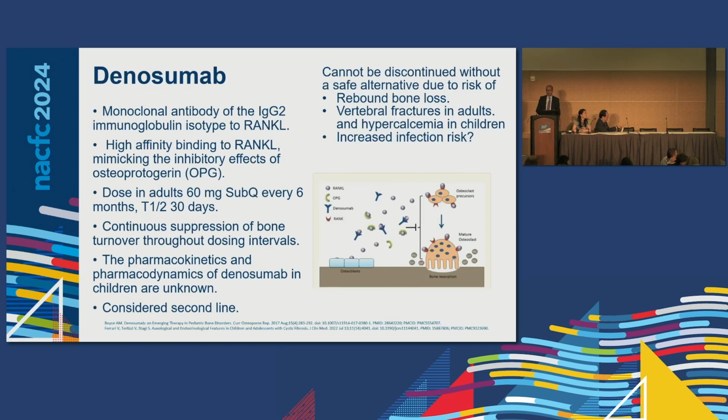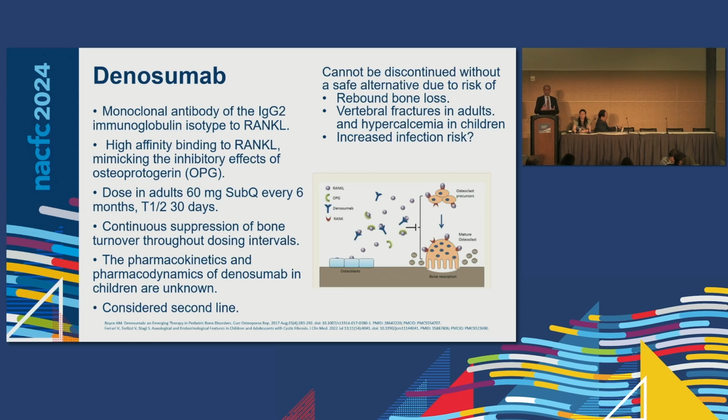Now, how about denosumab? We saw how RANK ligand and OPG are variable in patients with cystic fibrosis, and denosumab is a monoclonal antibody of the IgG2 immunoglobulin isotype to RANK ligand. There's a high affinity to RANK ligand, and it's usually dosed every 6 months. There's a continuous suppression of bone turnover throughout the dosing intervals. The pharmacokinetics and pharmacodynamics are not known in children and therefore it is not used.